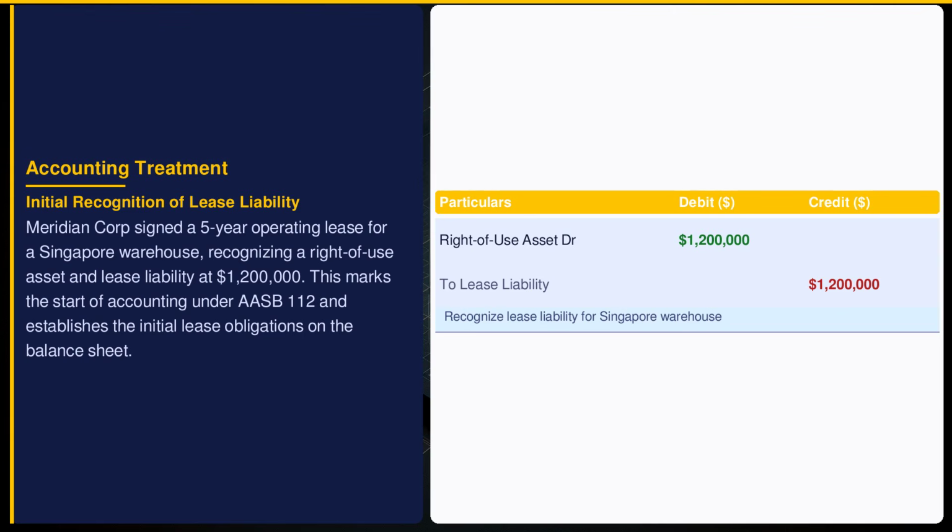The recognition of the lease liability and corresponding right-of-use asset is guided by AASB 16, impacting the balance sheet. Meridian's commitment to pay for the lease is now transparent, ensuring a true reflection of its financial obligations. This entry aligns with the principle of matching expenses with the periods they benefit.